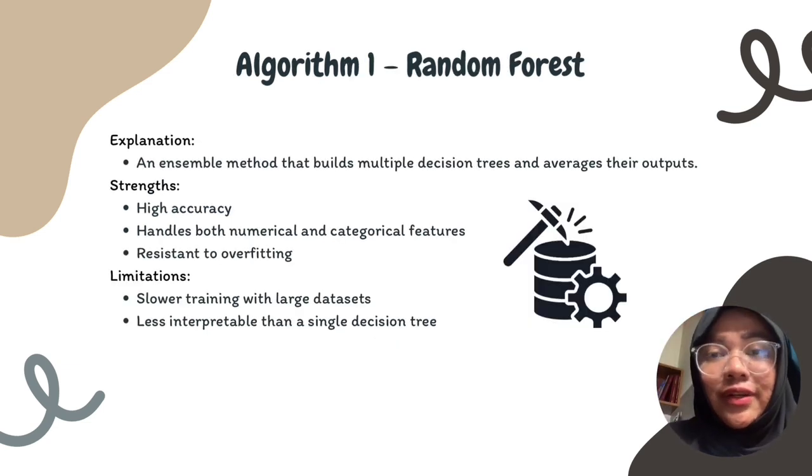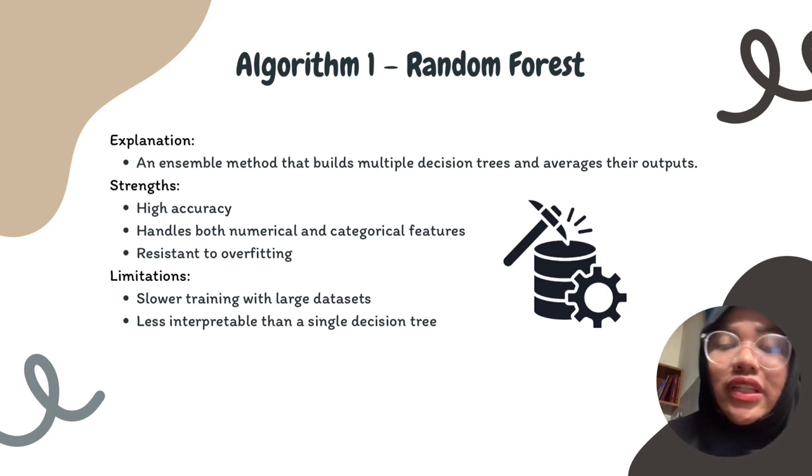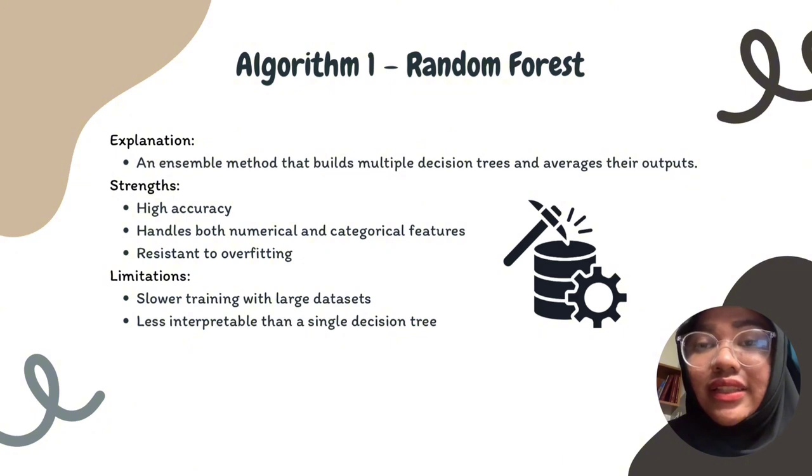So the first algorithm is random forest. Random forest is an ensemble method that builds multiple decision trees and combines their results. Its strengths include high accuracy, the ability to handle different data types, and it's less likely to overfit. But its limitations are that it's slower to train on large data sets, and it's harder to interpret than a single tree.